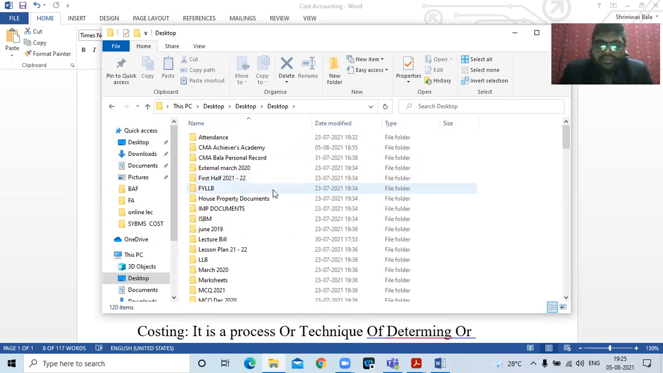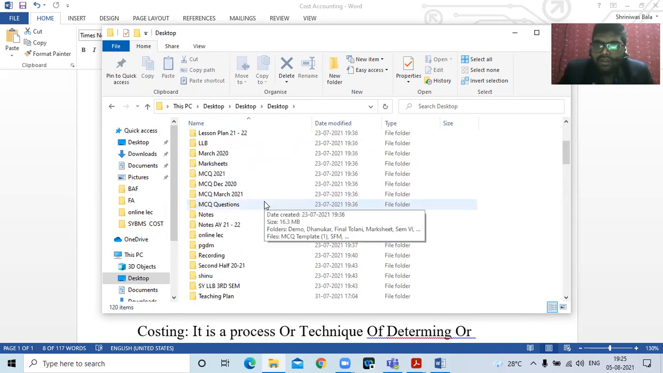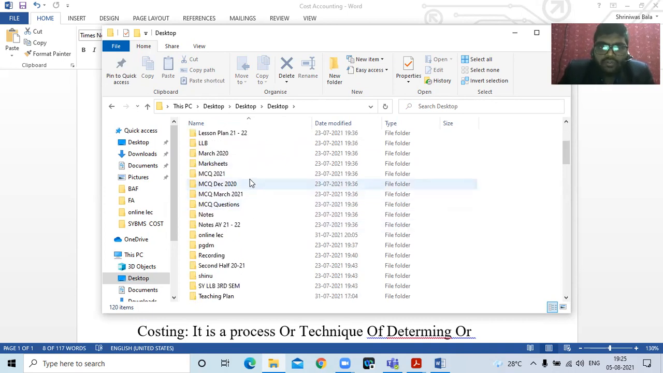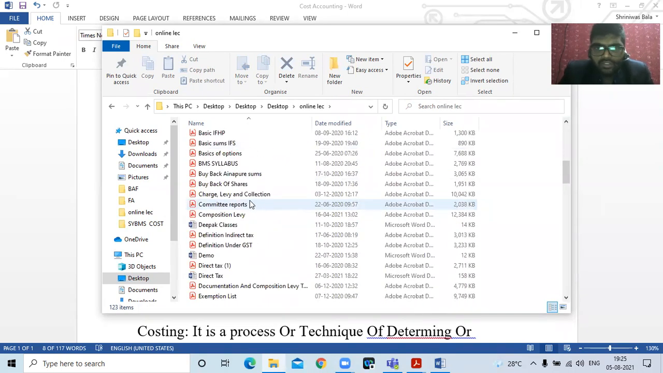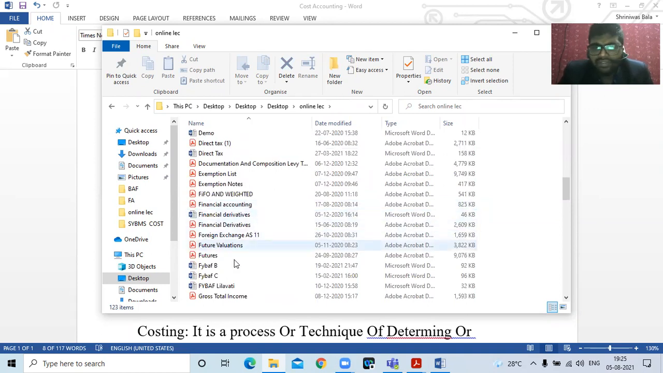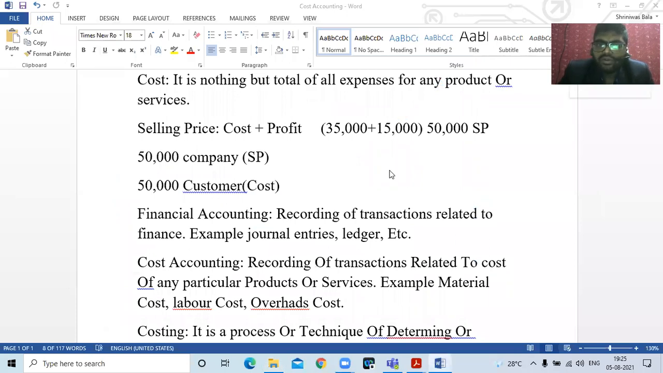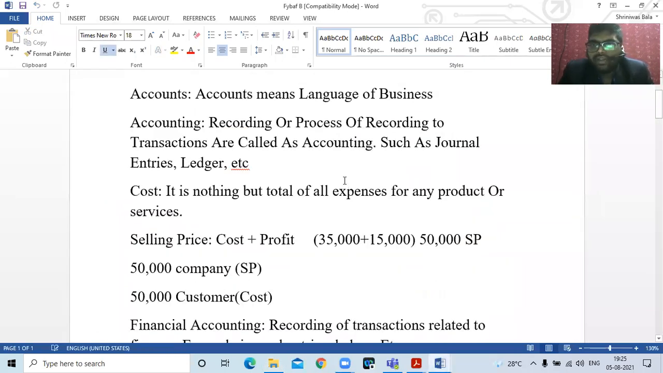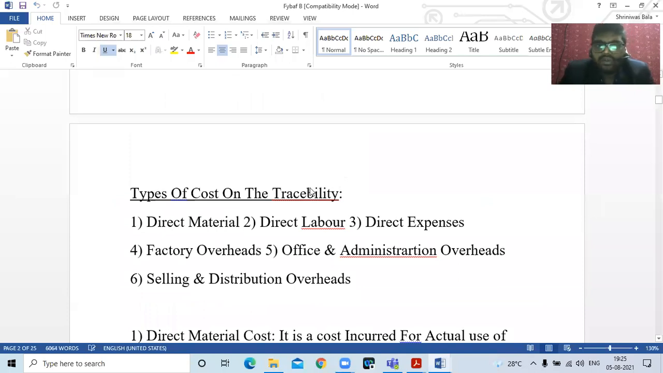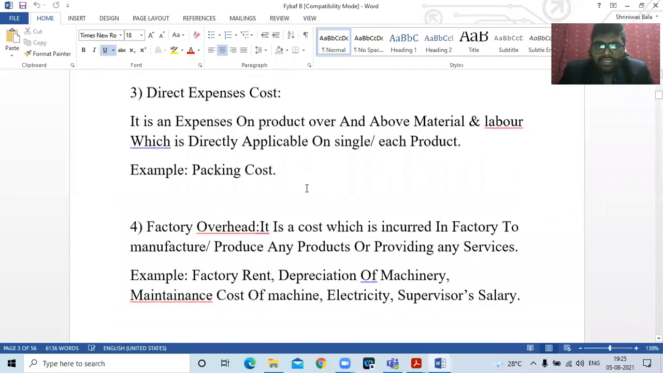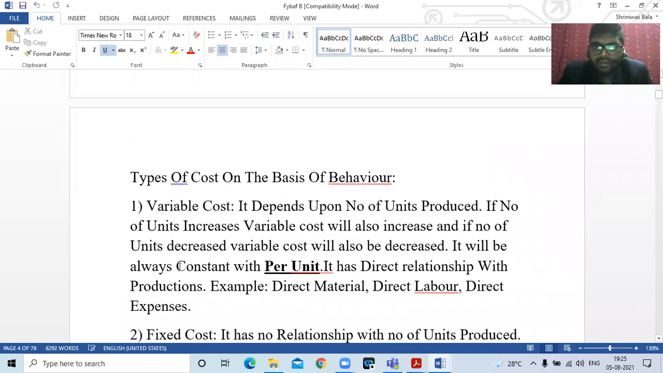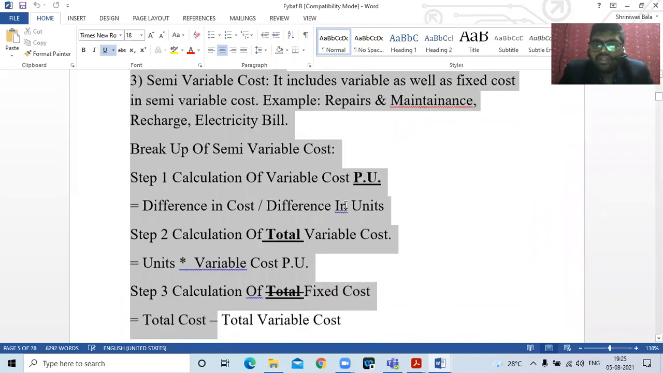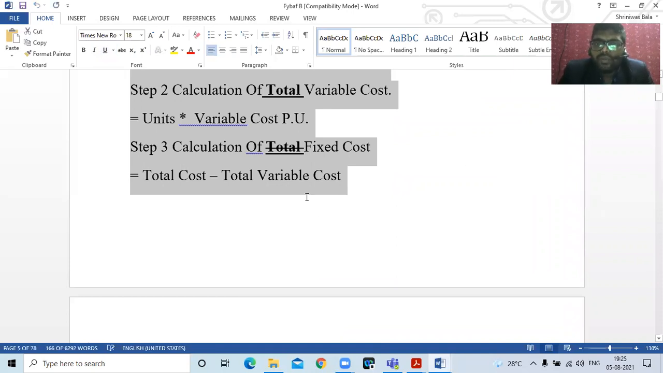Now understand this thing. If I'm manufacturing one mobile phone, I have to pay at least minimum ₹10 for the raw material. I'm just giving an example, a normal example. If I'm manufacturing one mobile phone, minimum I have to pay ₹10 for the raw material of your mobile phone. Now understand, if I'm manufacturing 100 mobile phones, then how much total cost of raw material do I have to pay?